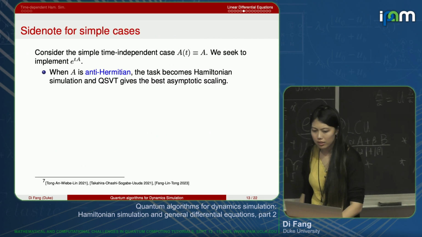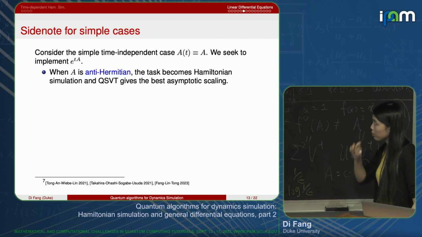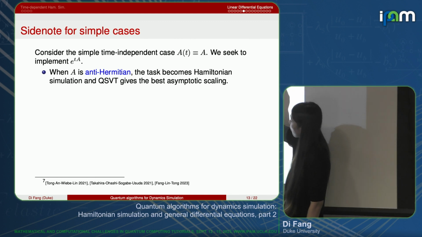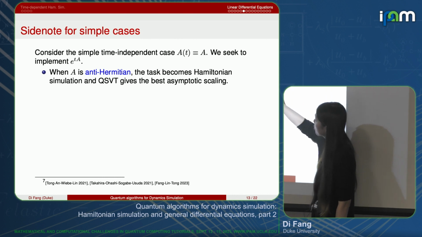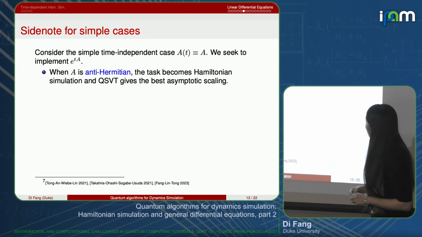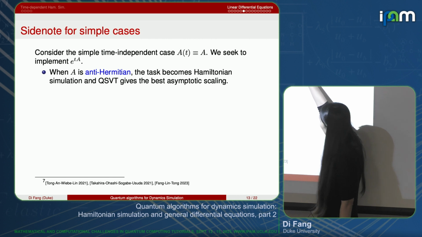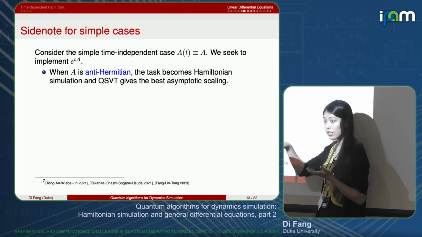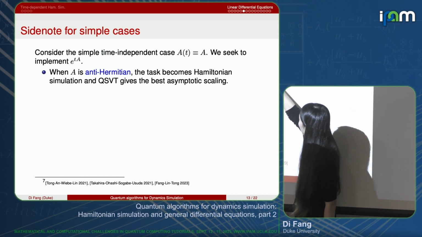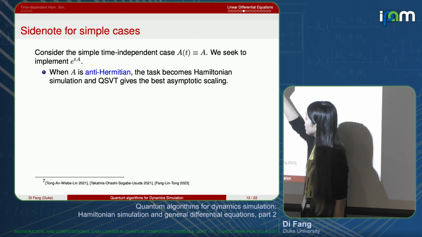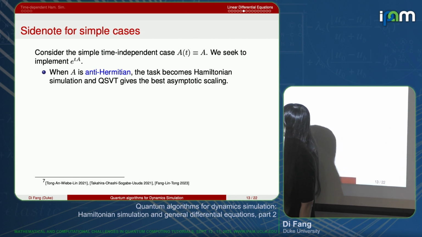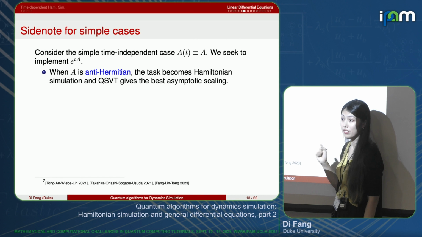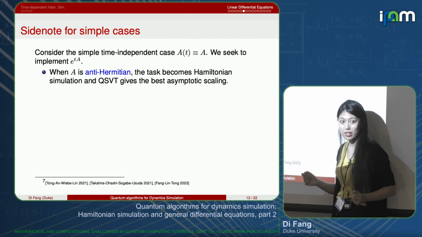Before I address the possible solutions to that, I just want to make a side note: later I will mainly focus on time-dependent cases. You may wonder, what about time-independent cases? For example, if it's time-independent and, on top of that, A is anti-Hermitian, such as negative iH, then you are actually back to Hamiltonian simulation. Then we know that for time-independent Hamiltonian simulation, QSVT gave you the optimal scaling. So this is an easy problem. Are you okay so far? This is what we talked about last time.